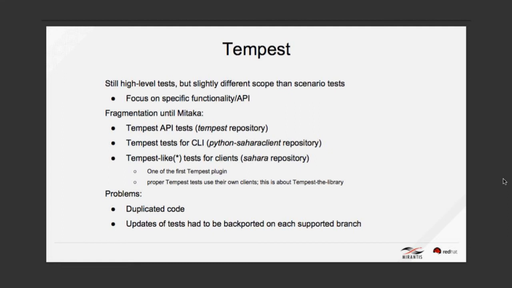Until Mitaka, we had a fragmented scenario. We had the Tempest API tests, which were in the Tempest repository, like for many other projects. We had Tempest tests for the command line interface for the previously Sahara command, now the OpenStack data processing command, which were in the Python Sahara client repository. And we had Tempest-like tests for clients, the Python clients, in the Sahara repository. So kind of complicated. The last point has a star there because the tests for clients are not real Tempest tests.